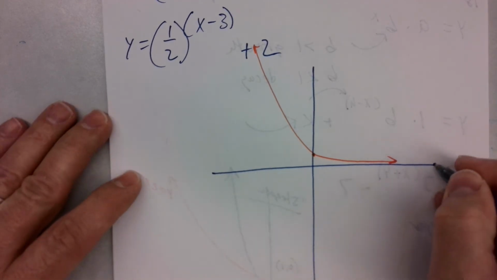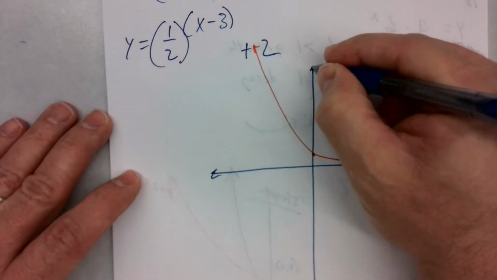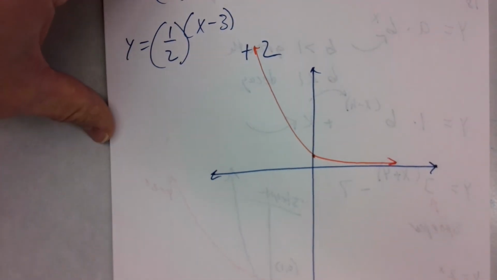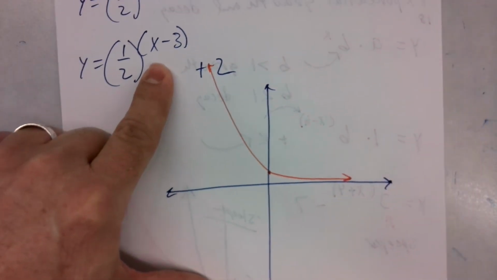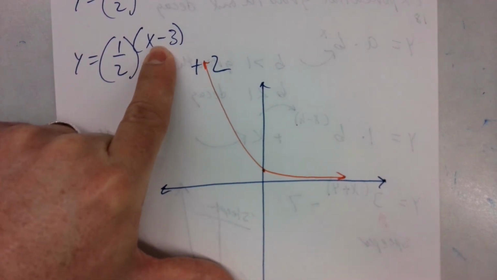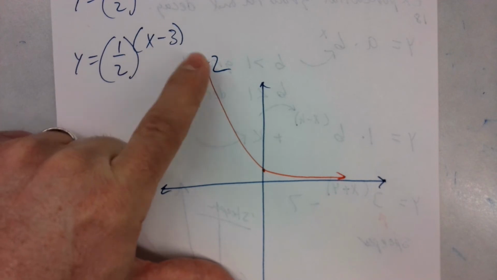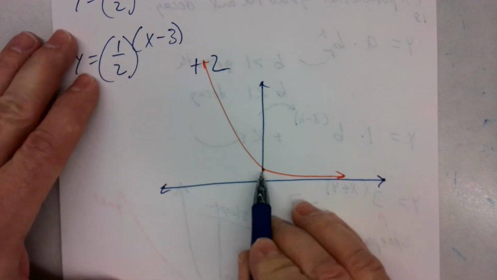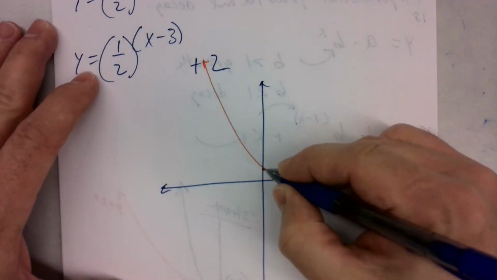The x-axis becomes my asymptote, right? Now, what am I going to do? I'm going to go right 3 and up 2. So I'm going to go right 3 and I'm going to go up 2. So right 3, up 2.